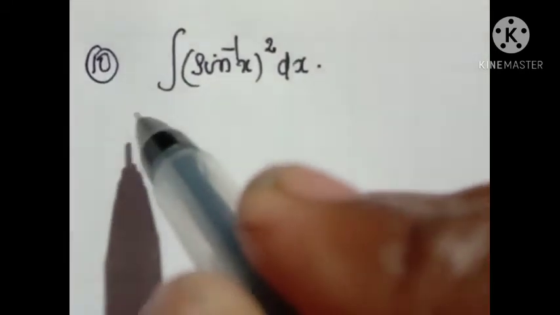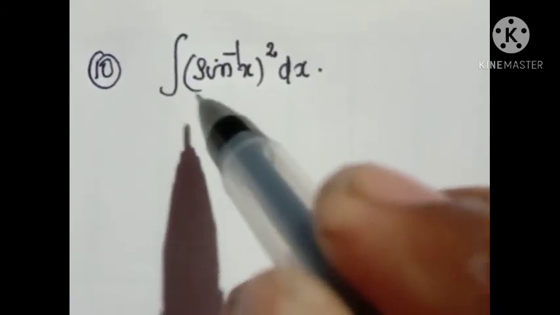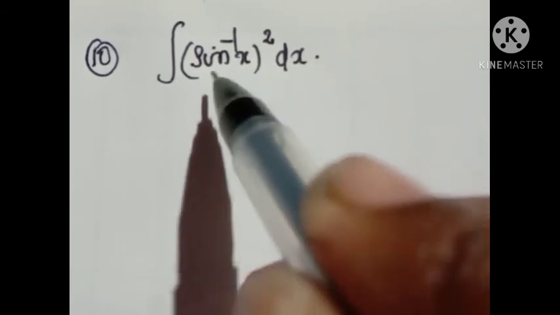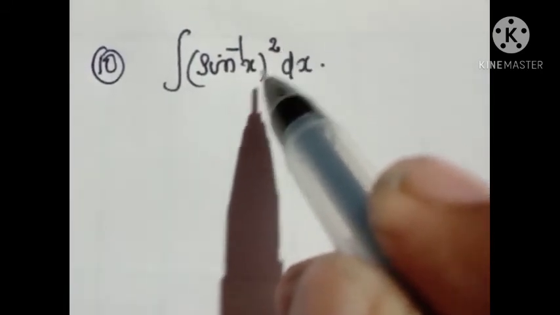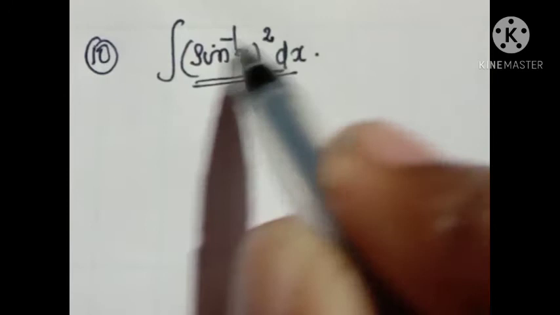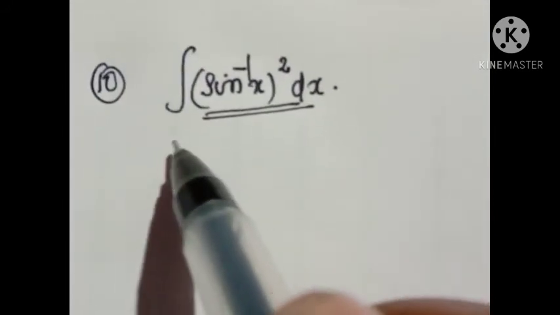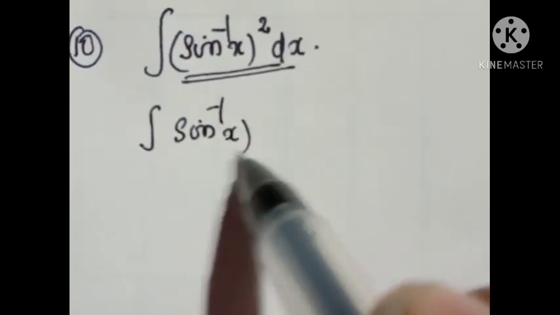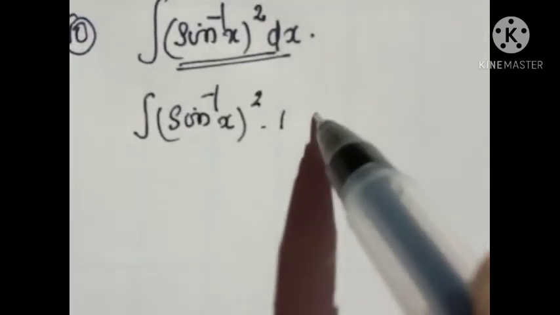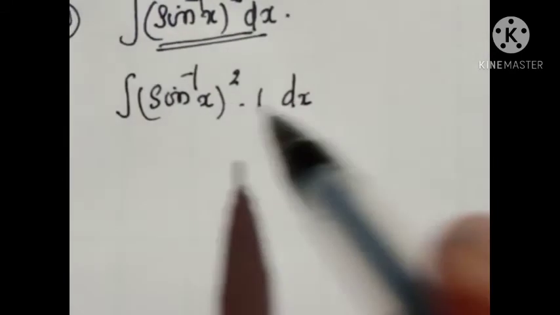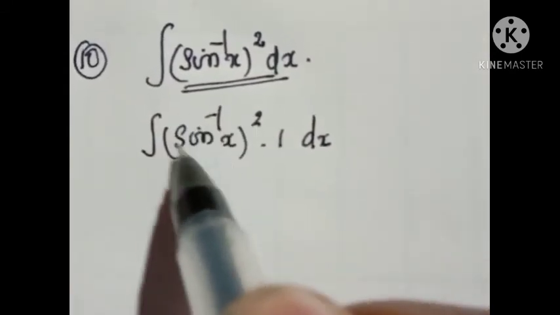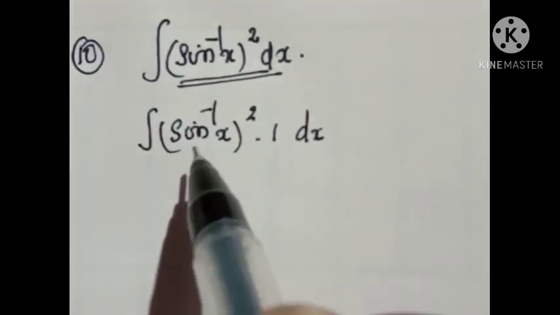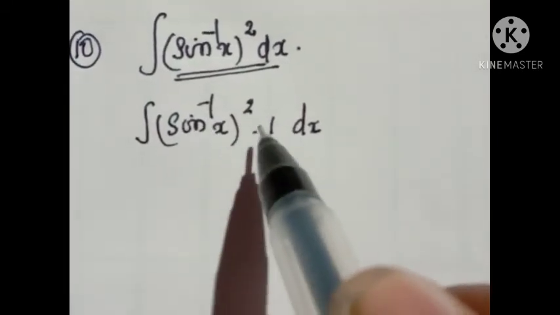Another question, it is question number 10. Integrate (sin⁻¹x)² dx. Okay, (sin⁻¹x)². Actually, there is only one function. So write this function as (sin⁻¹x)² into 1. We need the inverse trigonometric function first. That's why we write the given integrand as (sin⁻¹x)² into 1.